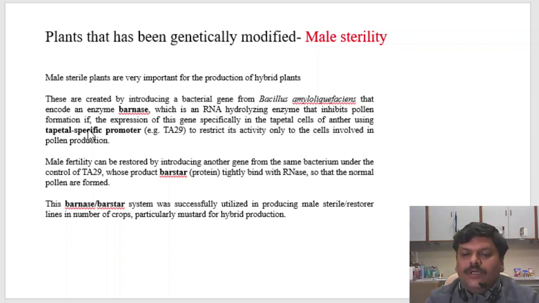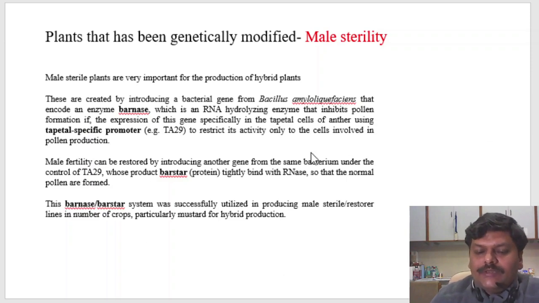At the same time, another system was also identified, which is called Barstar. This protein binds to Barnase protein, and it limits the activity of Barnase to degrade RNA. When these two systems are combined, male sterile plants are made, which are used for crop improvement, and it saves lots of time as well as lots of effort which would have been used in induced emasculation for making hybrids in many crop plant species.